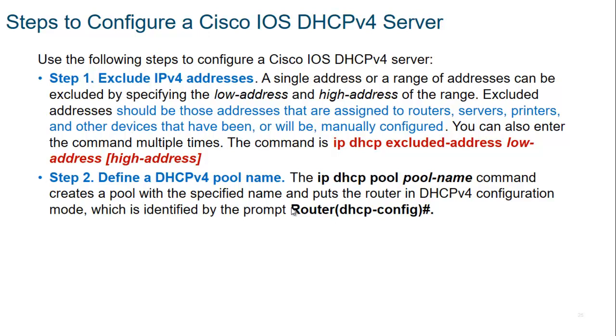Step 2 is to define a DHCPv4 pool name. Now that you have created the pool or the bag, you have to give that bag or that pool a name so that it is easily identifiable. The ip dhcp pool name command creates a pool with a specified name and puts the router in DHCPv4 configuration mode, which is identified by the change in the prompt to router DHCP configuration. This prompt tells you that the router is now in the DHCP configuration mode.